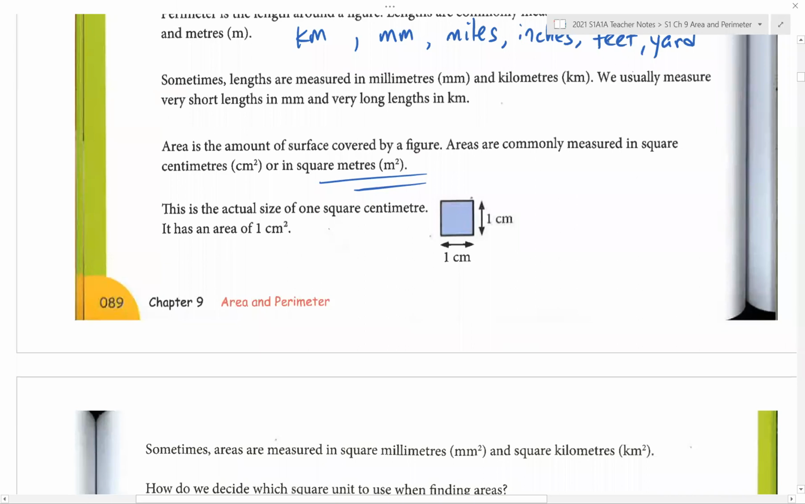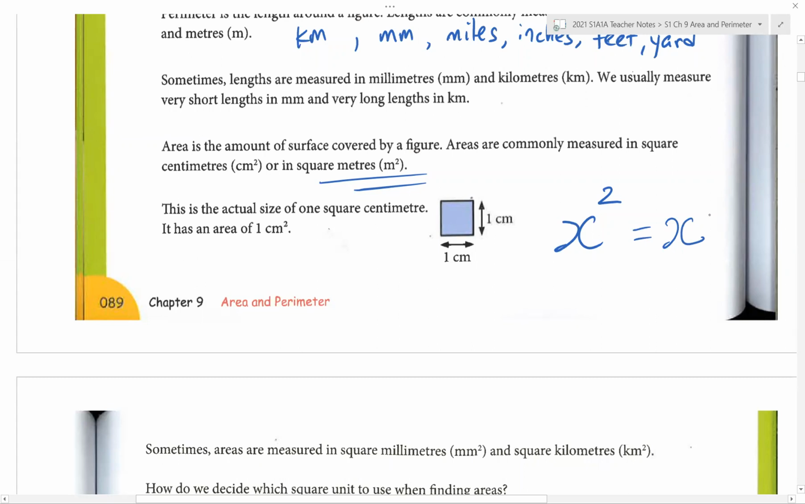M to the power 2 is like your algebra, isn't it? x squared. Square meters is like your x squared, or your a square, b square. It is the same thing. What does your x square actually mean? Do you remember? x to the power 2. What does that actually mean?